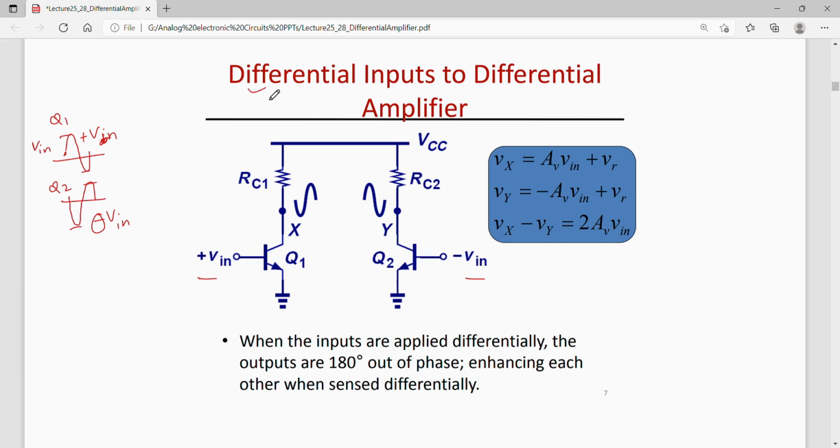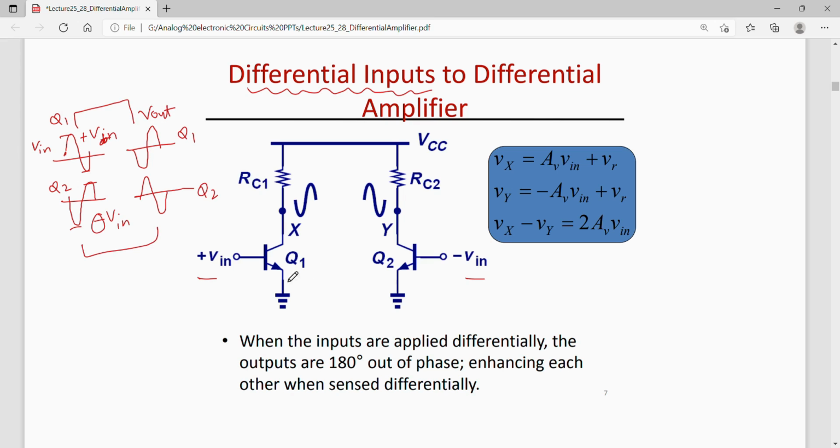Okay, so when differential inputs are applied to this differential amplifier, let us see what could be the response. If the input to Q1 is this, then the output would be out of phase with the input, and of course it will be amplified. Similarly, at Q2 the output would be of this kind. So I'll write here, these are the outputs of Q1 and Q2. Both output and input are out of phase with each other here also.